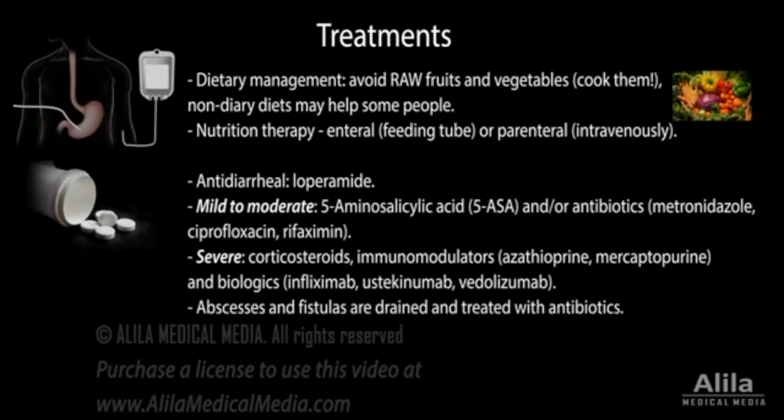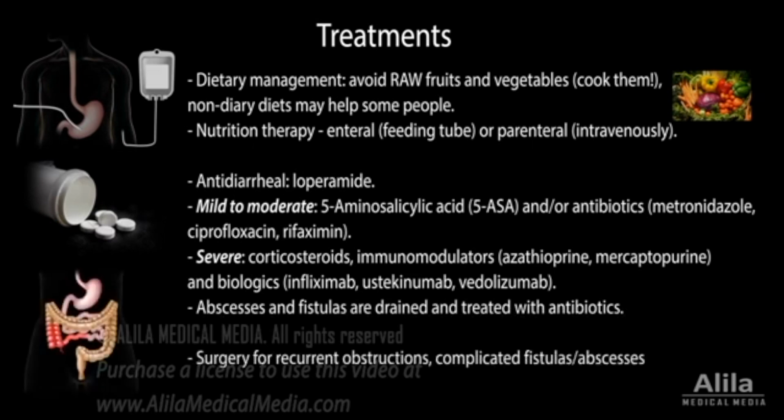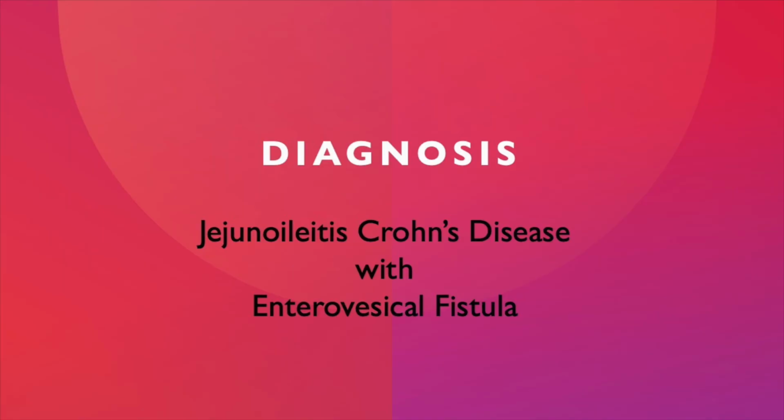Abscesses and fistulas are drained and treated with antibiotics. Nearly half of patients require at least one surgery to manage recurrent intestinal obstructions or complicated fistulas or abscesses. Surgical removal of the diseased parts of the bowel may improve symptoms temporarily, but is not a cure because the disease is likely to recur, usually near the reconnected tissue.